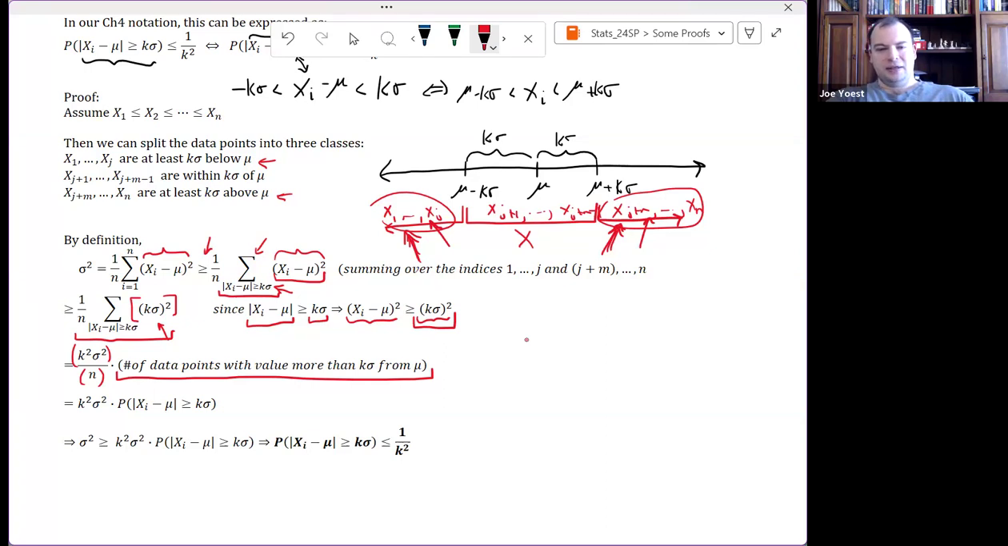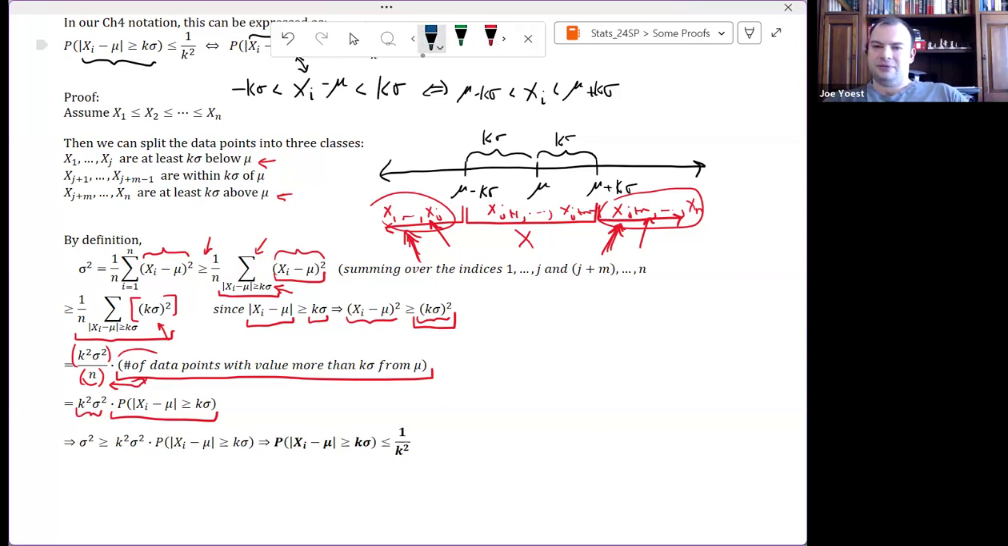If I look at the number of data points that satisfy a certain criterion divided by n, the total number of data points, that's just my empirical probability. That's just the probability that a randomly chosen data point has a value that's more than k standard deviations from mu. So this number of data points over n turns into this probability statement here. And then this k squared sigma squared is just some vestigial stuff.